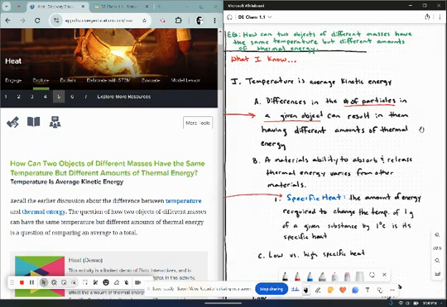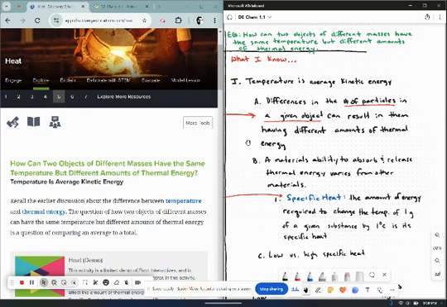Okay, so a quick review here. Temperature is the average kinetic energy of an object, right? We've talked about this before. Differences in the number of particles in a given object can result in them having different amounts of thermal energy. Remember our example of the bucket A versus bucket B.